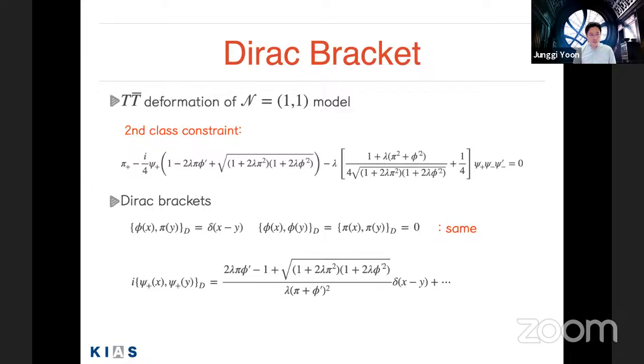The TT-bar deformation of the N=(1,1) supersymmetric model has the same structure. It's just more complicated, but the procedure is the same. For example, the variation of the Lagrangian with respect to psi dot gives us the deformed second class constraint, and from this constraint you can calculate the deformed Dirac bracket. It's very complicated, so it's difficult to calculate, but you can do that in principle, and we did.